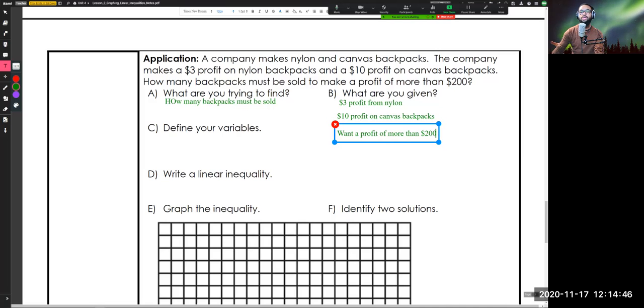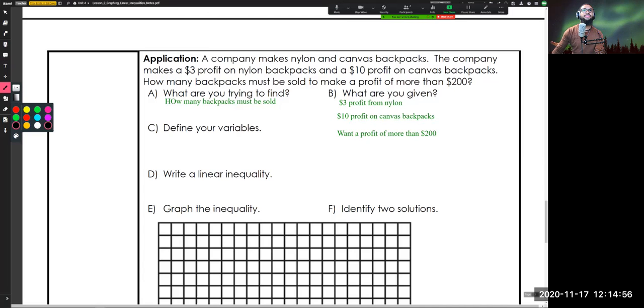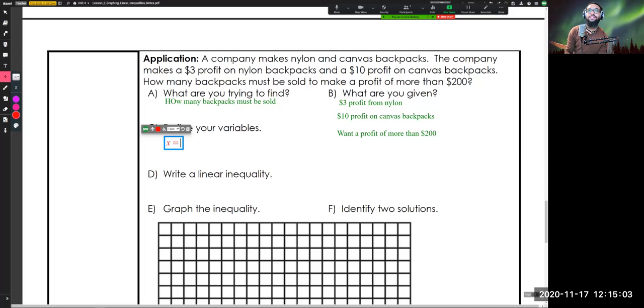So our variables, we have X as our nylon backpacks. It could be anything, but we'll go with what we know. X is our nylon and Y can be our canvas. Actually, now I'm just going to type those out. We can make X equal nylon and Y equal to canvas.